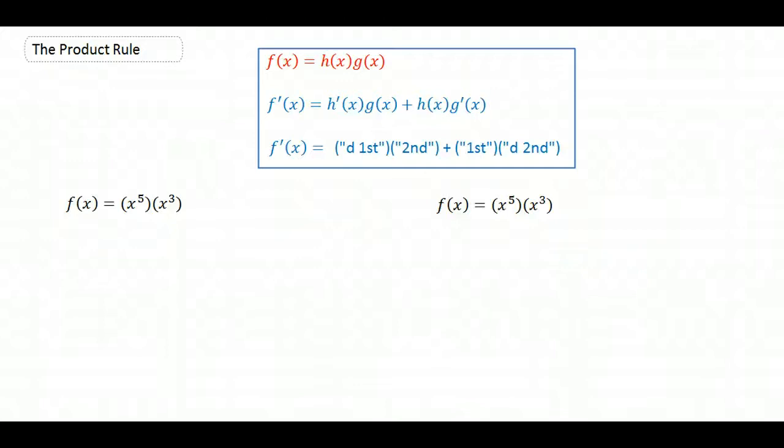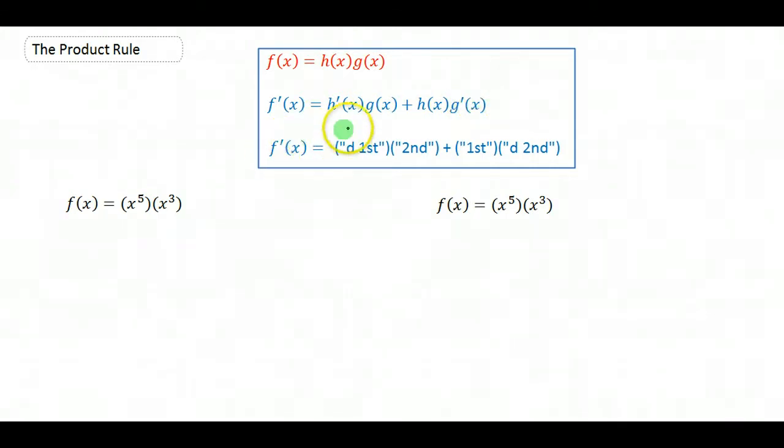The next rule that we're going to look at is the product rule. If you are given a function f at x equals h at x times g at x, so a function that is made up of two smaller functions multiplied together, then the derivative, f prime at x, is the derivative of the first function, h prime, times the second function, plus the first function times the derivative of the second function, g prime at x.